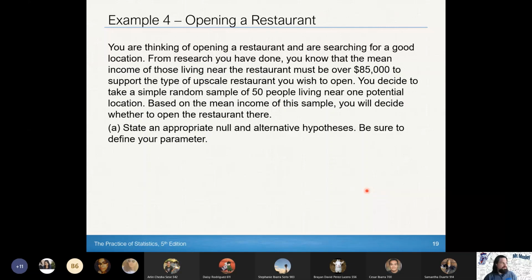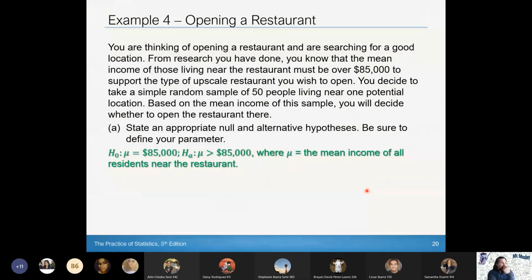Okay. So in this scenario, the value we have is the $85,000. The null hypothesis is that it will be equal to 85,000. The alternative, which is the thing we hope happens, is that it will be greater than 85,000. All right, so we have H naught, or H sub 0, is mu is equal to 85,000. Our alternative, H sub A, is that mu is greater than 85,000, where mu equals the mean income of all residents near the restaurant. Right?